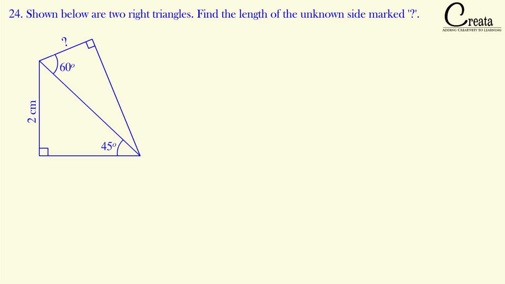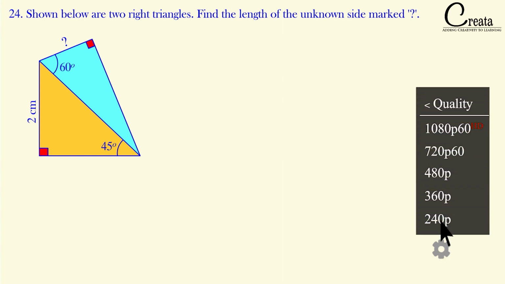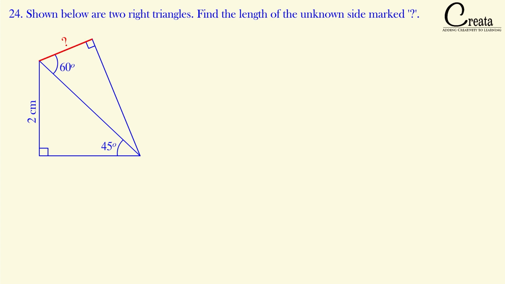So this is the question. Observe the question, pause the video and try to solve this question. In this question, two right angle triangles are given. These are the two triangles and these are the 90-degree angles, that is, right angle triangles. And we have to find the distance marked with the question mark. It means we have to find this side. So this is the question.